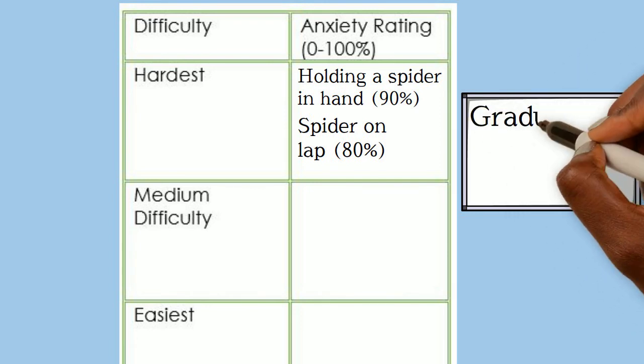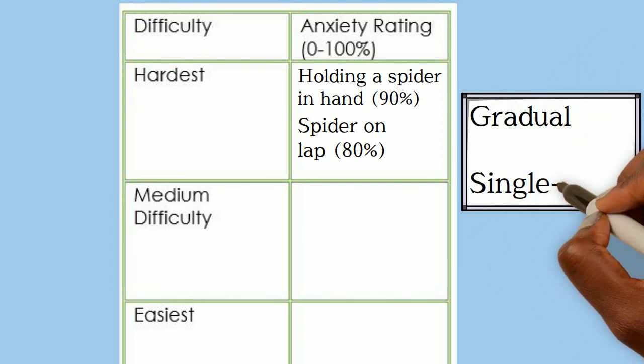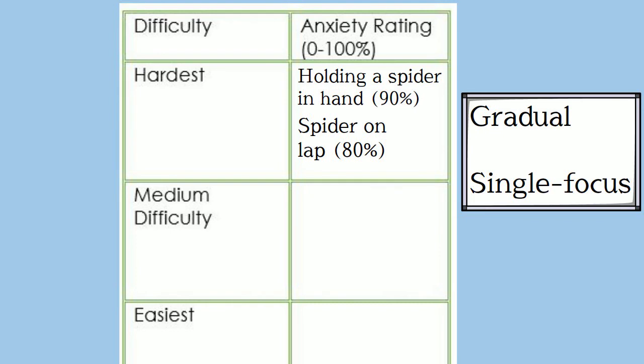One, the hierarchy should progress gradually. It will make the patient's life a lot harder later in the intervention if there are massive jumps between steps. Instead, try to support them so that there's no more than 10 to 15% anxiety jump between steps on the hierarchy. Number two, the hierarchy should only focus on one stimulus or feared situation or object.